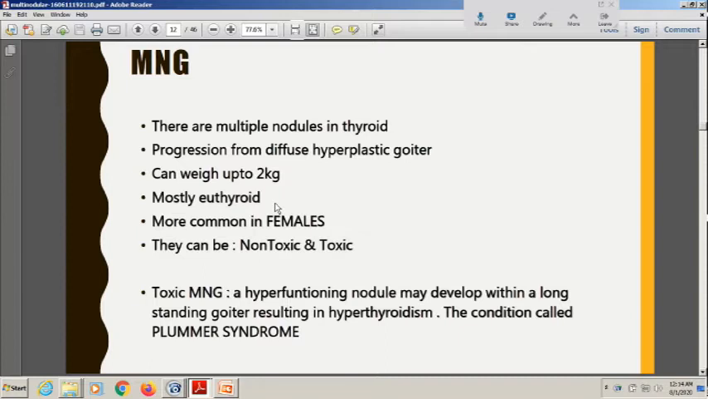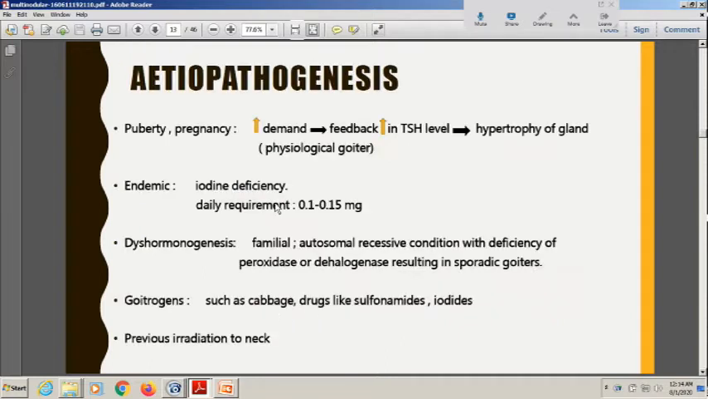First I will tell you the etiopathogenesis of nodules, multiple nodules or single nodule. Now what happens, normally either in puberty or in pregnancy, there is an increased demand of both iodine and thyroid hormones. So if there is an increased demand, there is an increased level of TSH because it is directly related to the TSH. Now if there is more TSH, TSH tells the thyroid to produce more thyroid hormone, so the follicular cells will hypertrophy or become hyperplastic. So there is hypertrophy of the gland and hyperplasia of the gland.